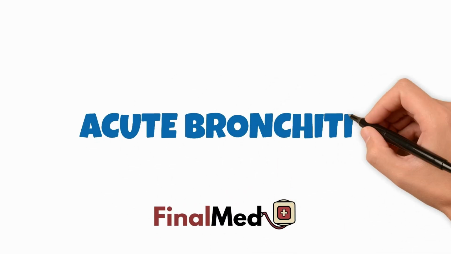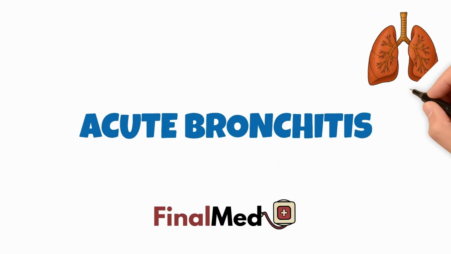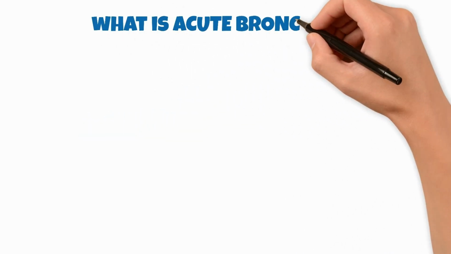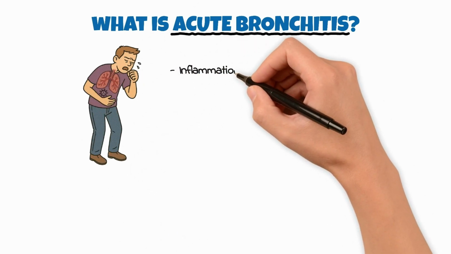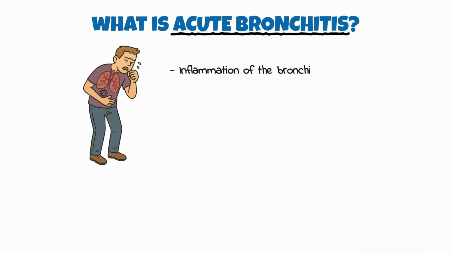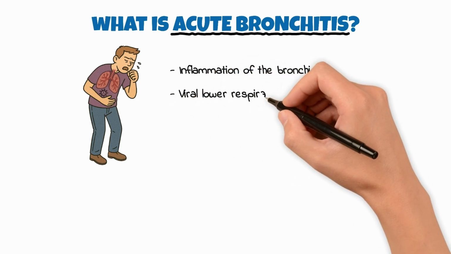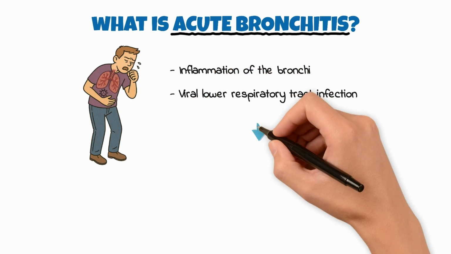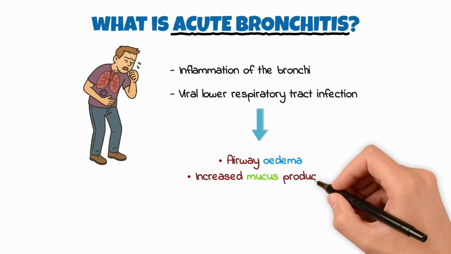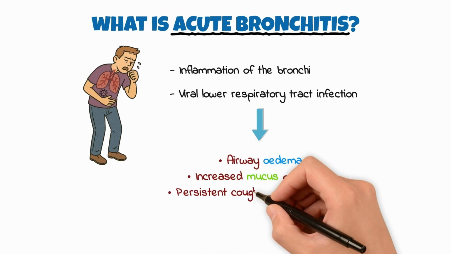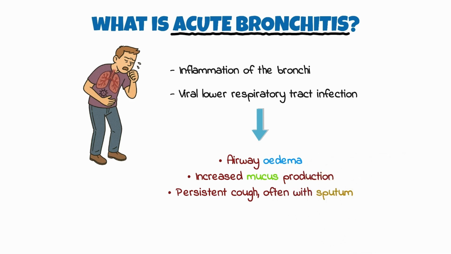Acute bronchitis. Acute bronchitis is an inflammation of the bronchi, most commonly caused by a viral lower respiratory tract infection. It results in airway edema, increased mucus production, and a persistent cough, often with sputum.